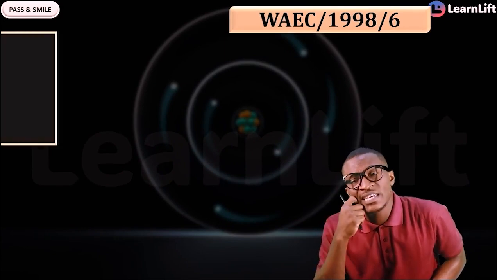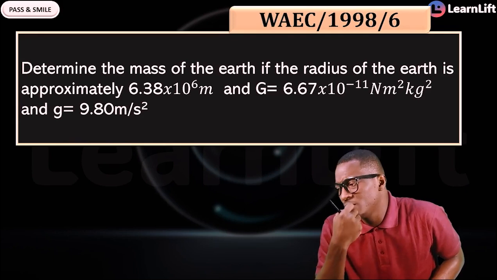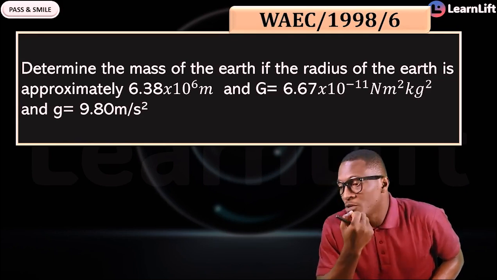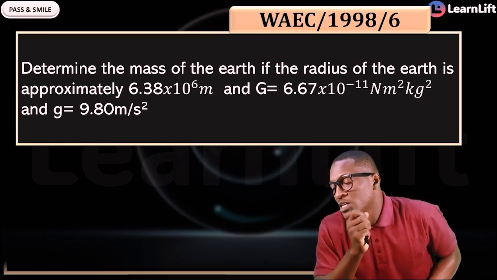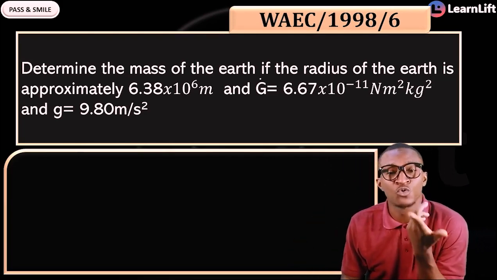Now let's take a WAEC 1998 question. The question says, determine the mass of the Earth, if we are given the radius of the Earth, the gravitational constant, and g. How do we solve this? First of all, let's give out the parameters. Bring out your parameters, so you know what to solve.